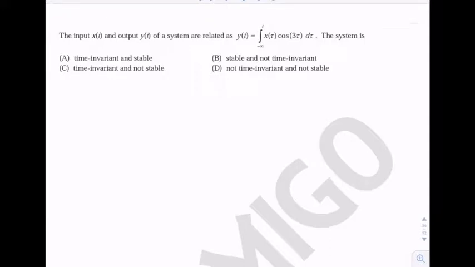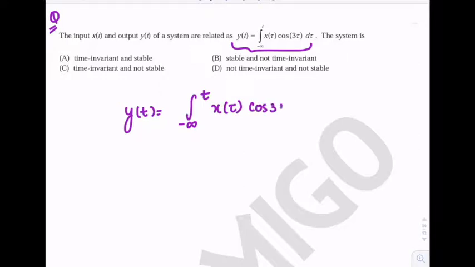So now let's start with the question. This is the first question, and here the relationship between output and input is given. y(t) is the output and x(t) is the input. We have to find whether the system is stable or unstable, time variant or time invariant. So we have to find this.